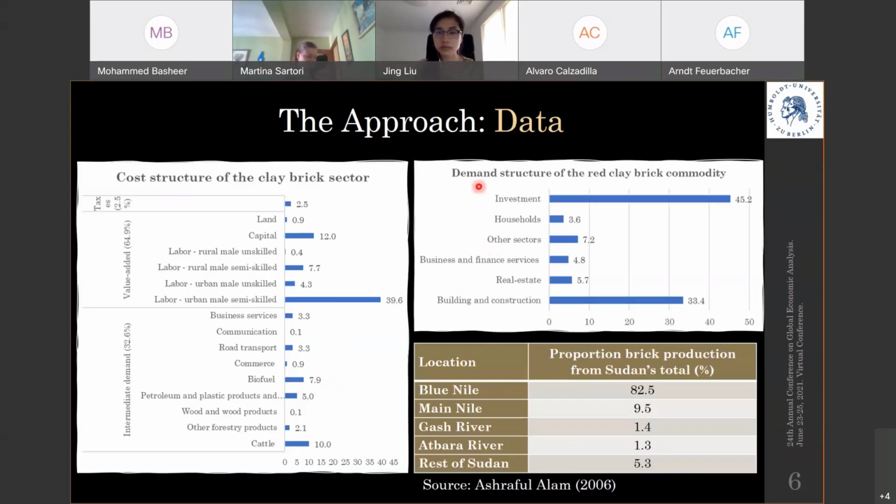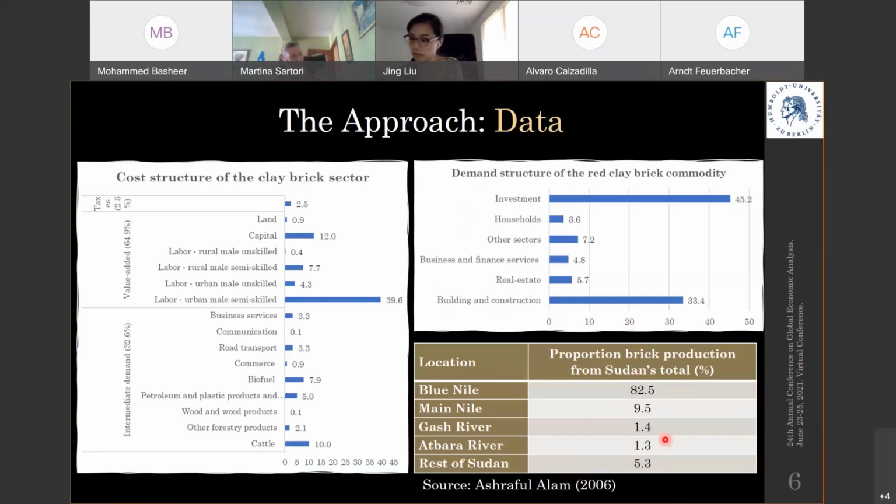Then, if we look at the demand for the clay red brick commodity, we can see that most of it is used by the investment sector, and the second highest user is the building and construction sector. So these are the sectors that are going to be impacted the most by the reduction in fired red brick.